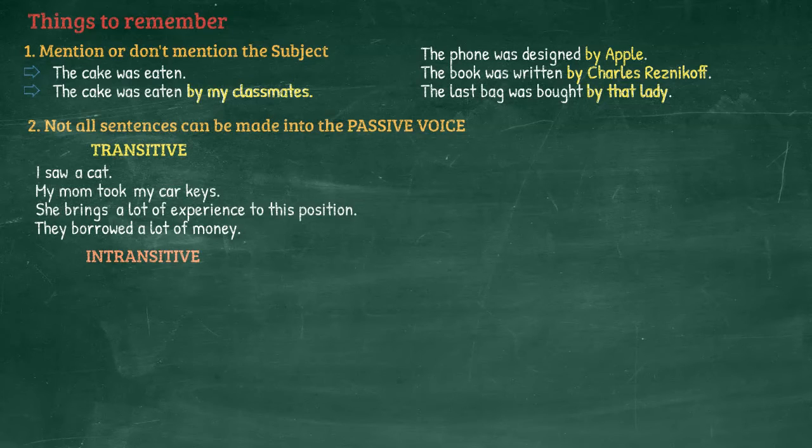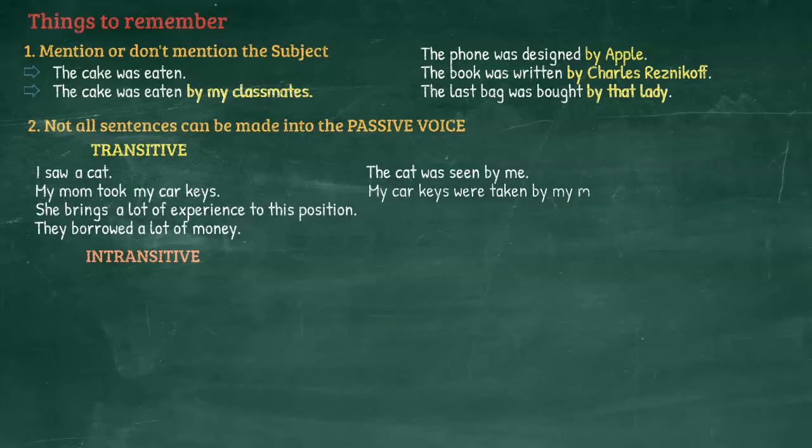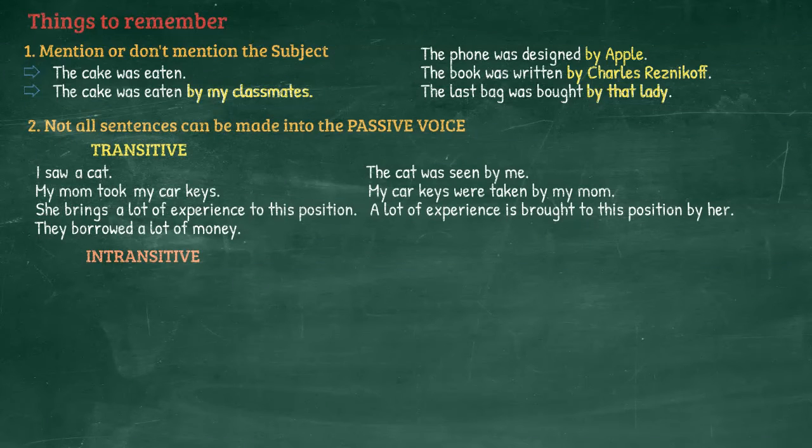So when we have an object in the sentence, then we are able to make the sentence into the passive voice. "I saw a cat" would be "The cat was seen by me." "My mom took my car keys" would be "My car keys were taken by my mom." "She brings a lot of experience to this position" would be "A lot of experience is brought to this position by her." "They borrowed a lot of money" would be "A lot of money was borrowed by them."